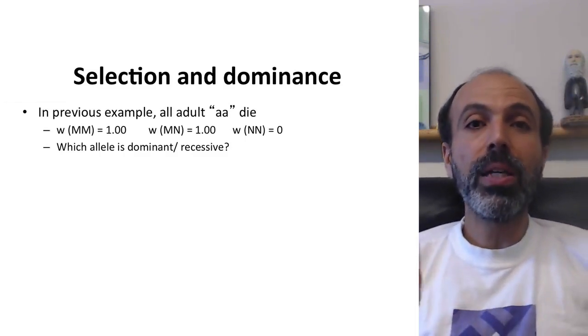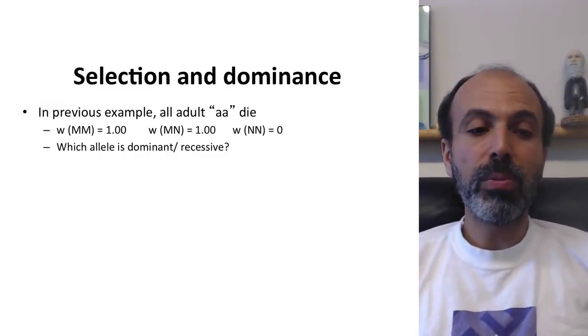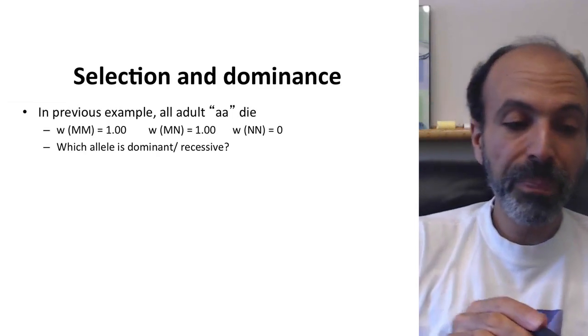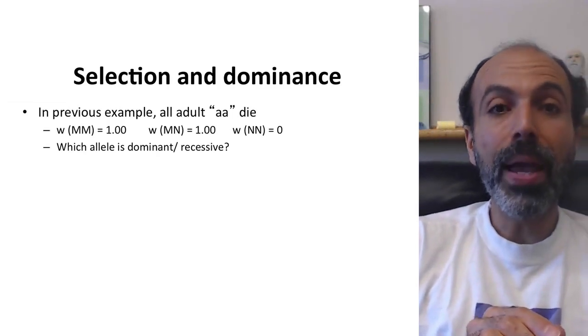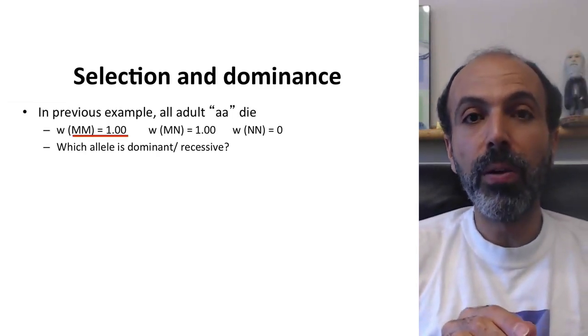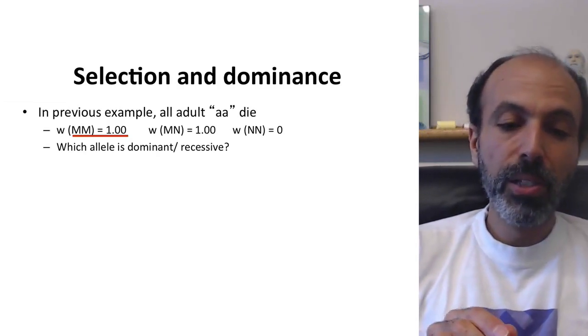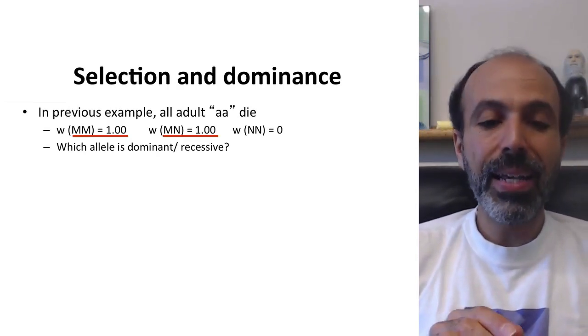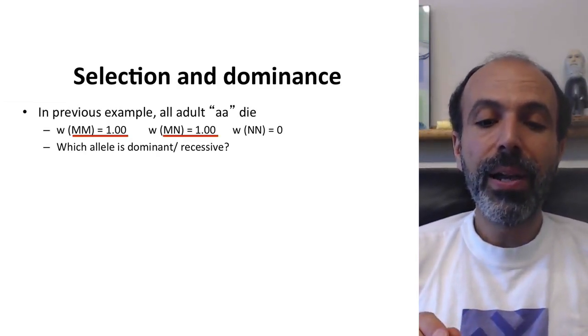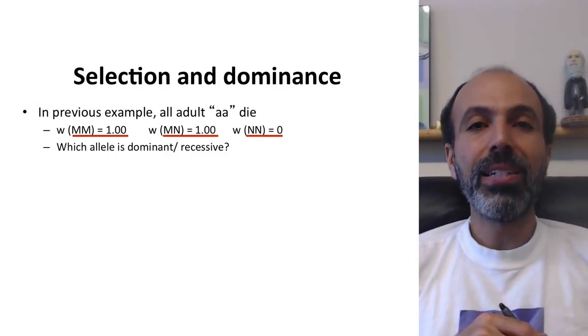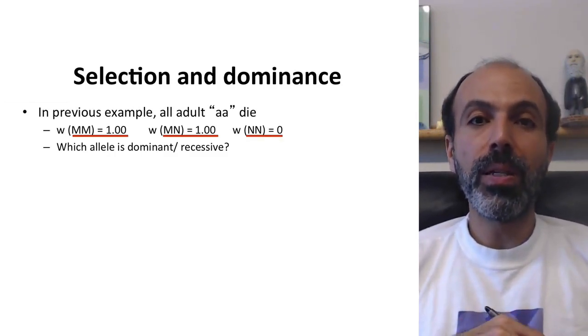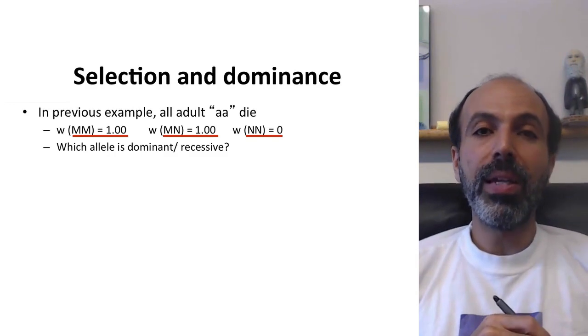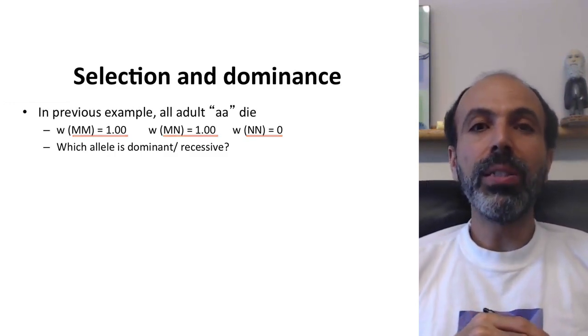So let's say now we're looking at the relative fitness of three possible genotypes. Again, there's two alleles. Genotype MM has a fitness of 1.0. This is again relative fitness. Genotype MN has a relative fitness of 1.0. And genotype NN has a relative fitness of 0, as in all individuals that are NN are dead. Now, which allele is dominant?